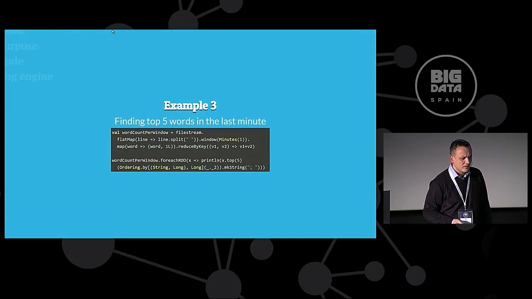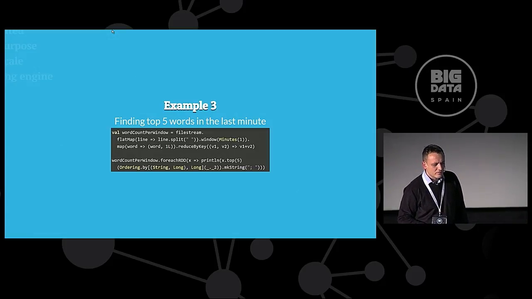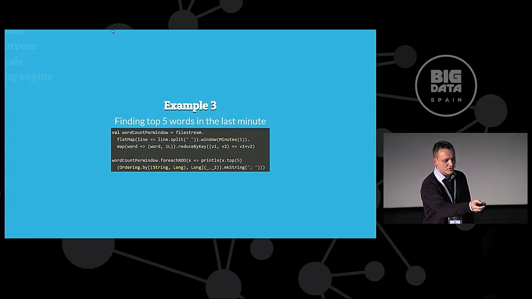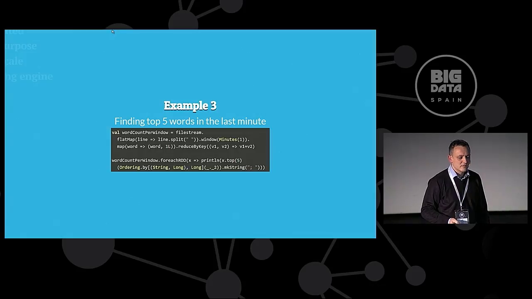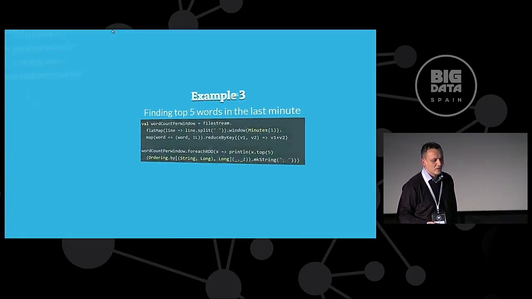This is the example. Just one function is different in this code than the other ones, and that's the window. You tell it how many minutes or seconds or milliseconds you want it to maintain the state for, and it produces a windowed dstream, a special dstream, which otherwise is the same as the other dstream objects.